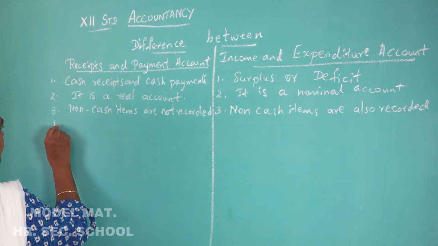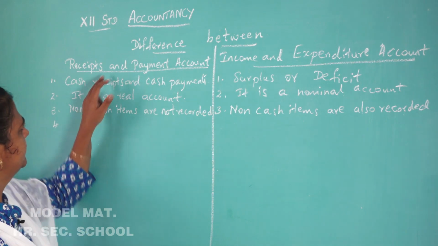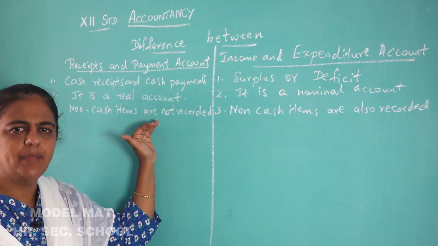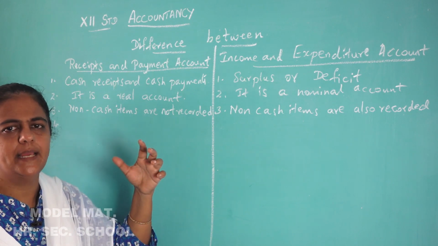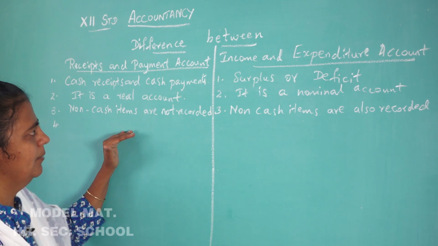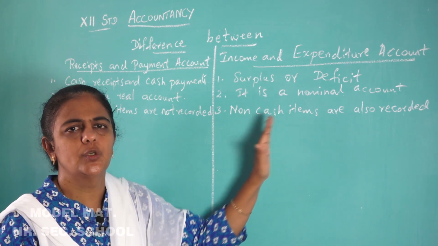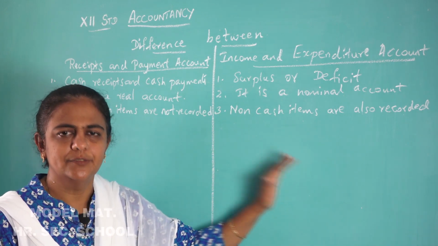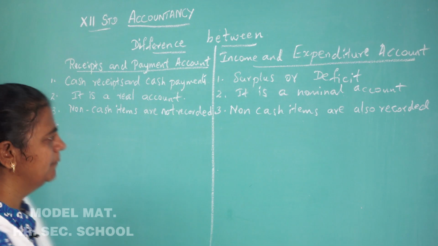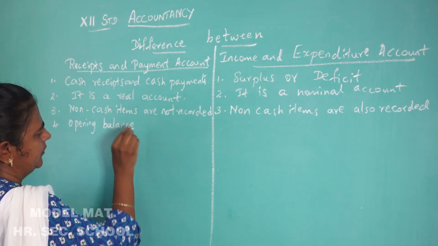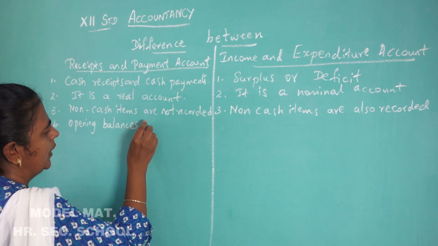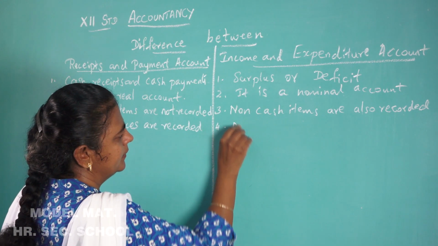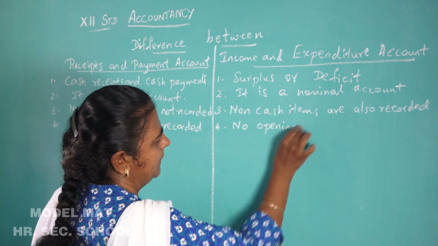Number 4, when you start the receipts and payments account, we start with the opening balances of cash in hand, cash at bank, bank overdraft, whatever is there. But when you come to income and expenditure account, there is no question of opening balances. We only end with either deficit or surplus. So opening balances of cash in hand and cash at bank are recorded here. Here no opening balance.